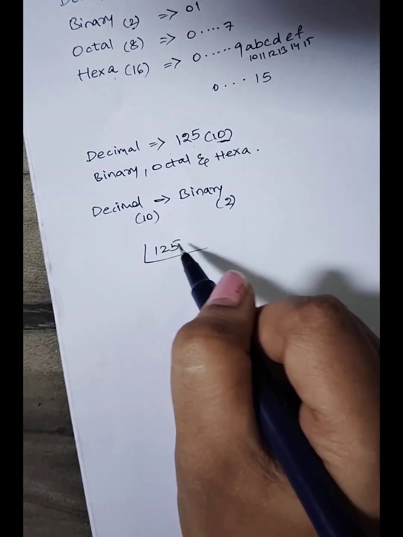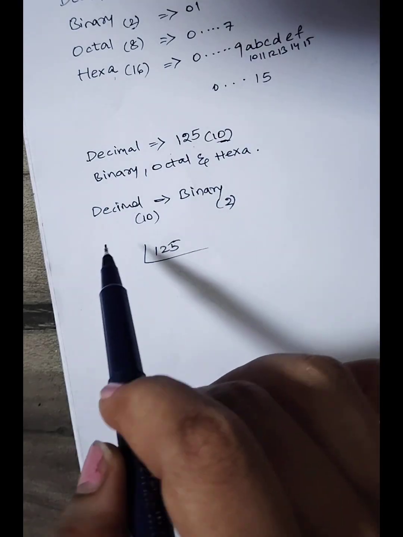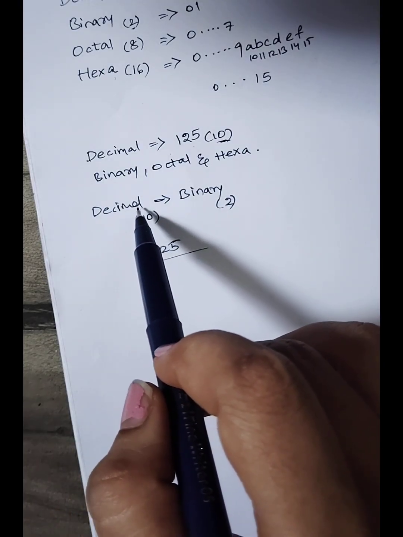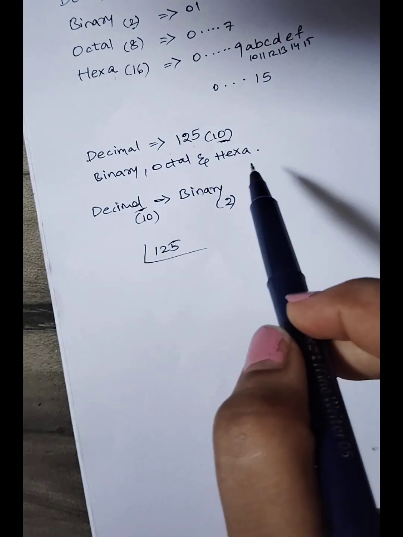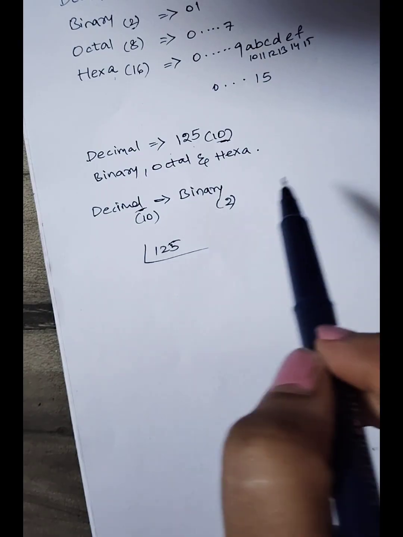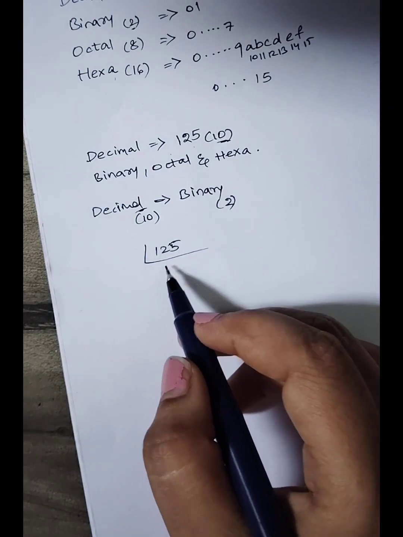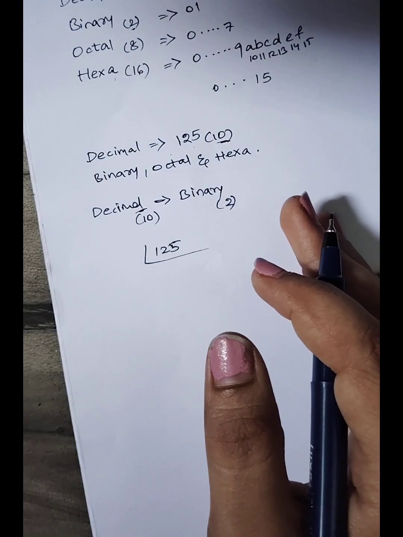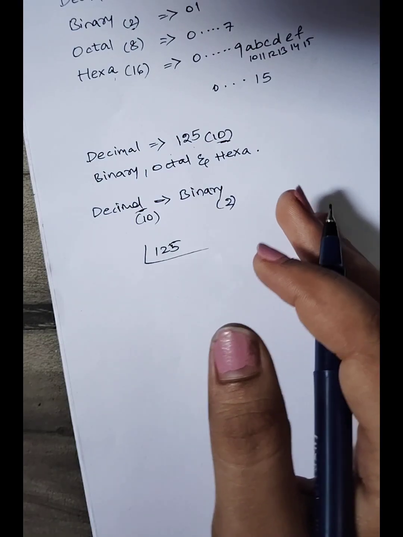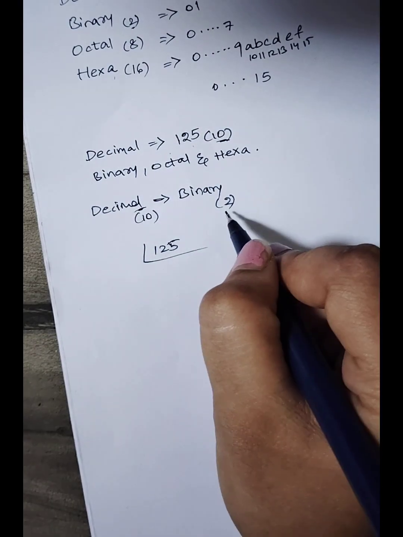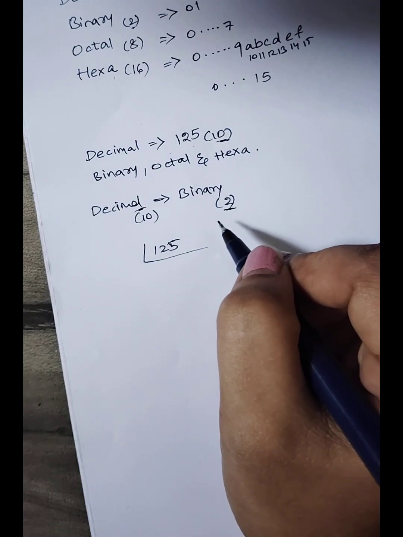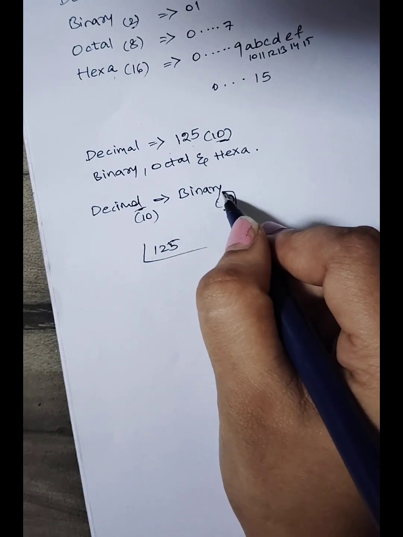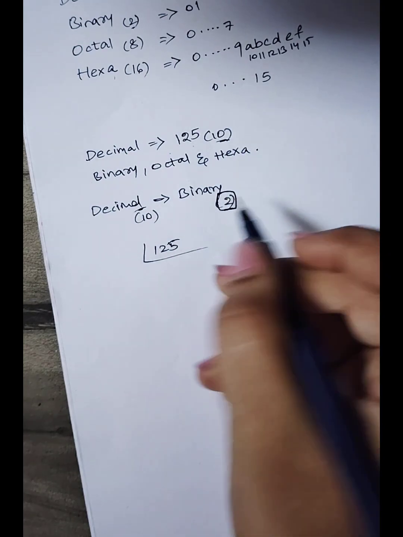You all know successive division, right? To convert any number from decimal to binary or octal or hexa, you need to use successive division or successive multiplication. As of now, you need to use only successive division. I'll tell what is the case when you need to use successive multiplication. So you need to divide with this radix value because you need to convert it into binary. So you need to divide the number with 2.